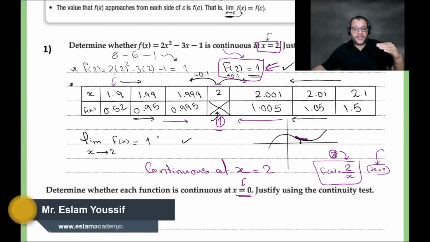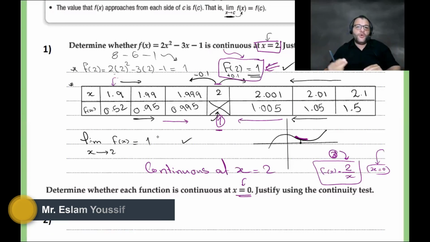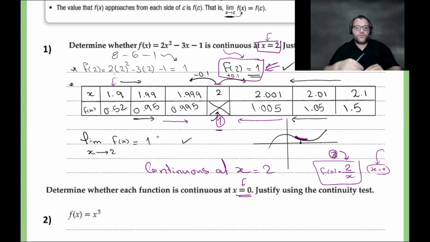From the left side and from the right side, all of them are close to 1. And when x equals 2, f(x) also equals 1. It means there is a limit from the two sides. When x is approached from the two sides, there is a value, and this value is close to the value of the function. It means the function is continuous.